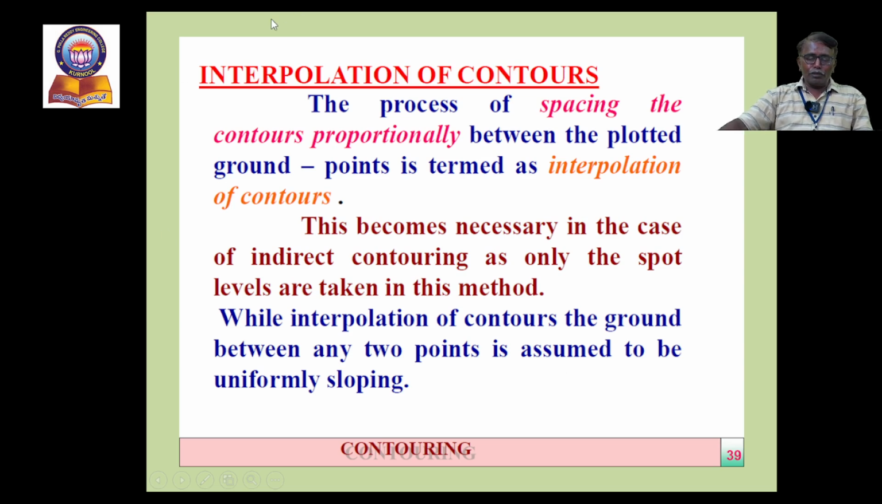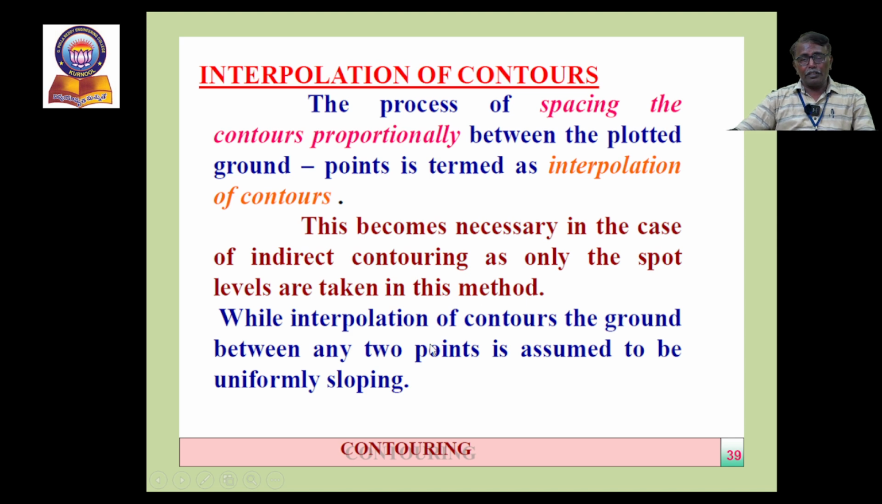Next is interpolation of contours. The process of spacing the contours proportionally between the plotted ground points is termed as interpolation of contours. That means location of the contour points of equal elevations on the plotting is known as interpolation of contours. This becomes necessary in the case of indirect contouring, as only the spot levels are taken in this method.